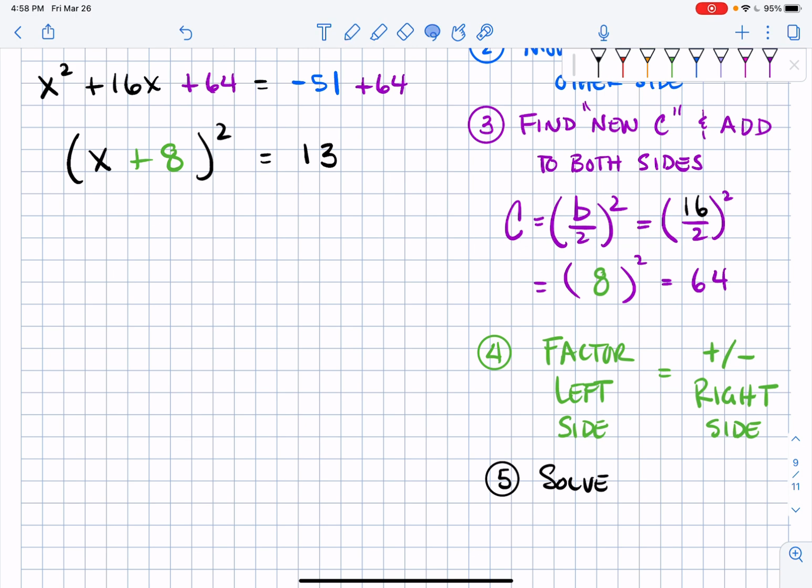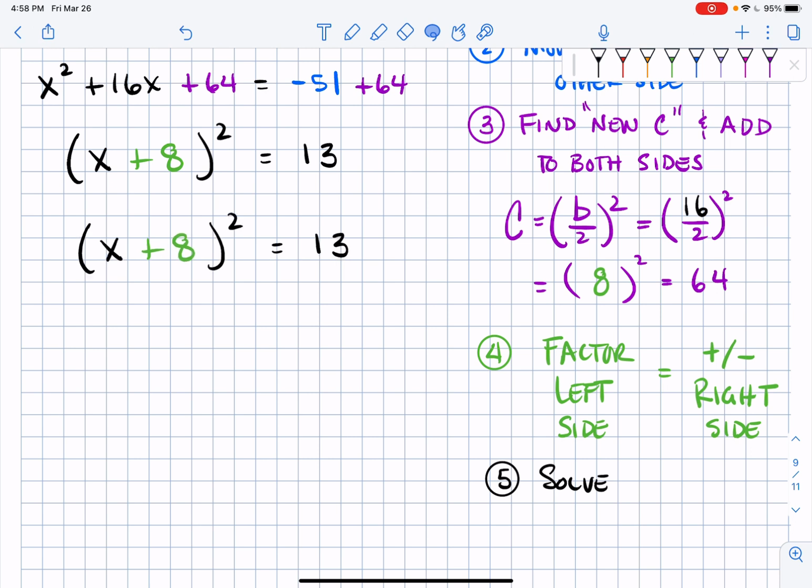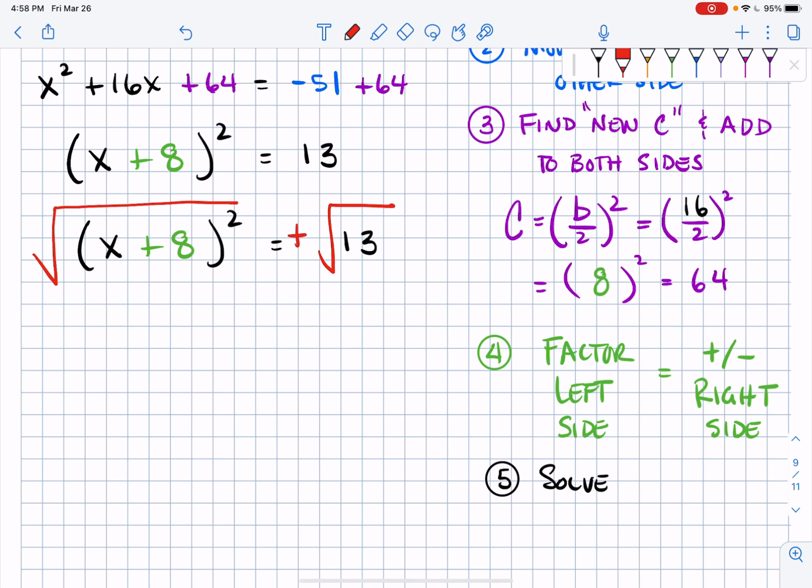So to solve this, let me bring this down. Let me bring this over. In order to solve this, I'll have to take the square root of both sides. But when I take the square root of both sides, I have to have that plus and minus, right? So left side is going to be the x plus 8. And it's going to equal the plus or minus square root of 13. Well, I can't break down 13. 13 is a prime number.